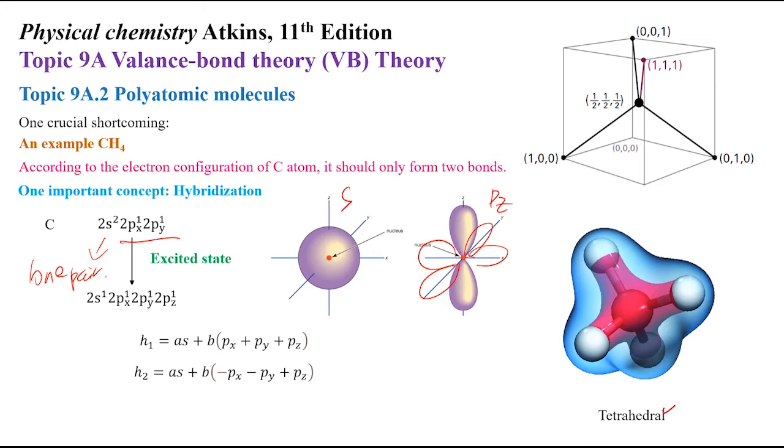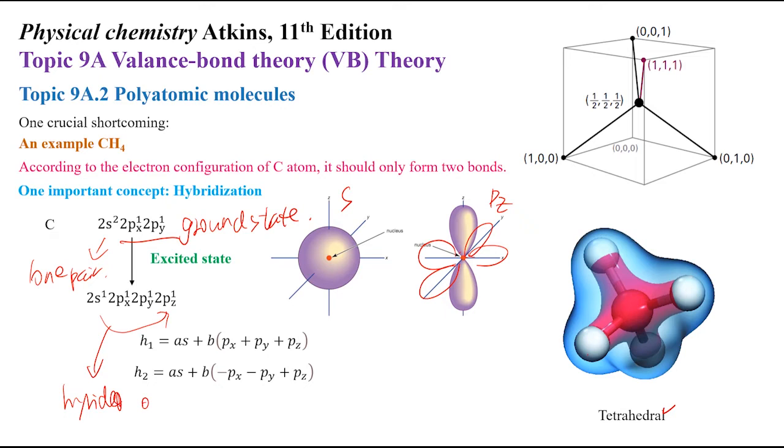This is called the ground state of the carbon atom. Now we excite the atom and get its excited state: 2s1, 2px1, 2py1, and 2pz1. One of the s electrons will jump to the pz. Now we have four single, separated, independent orbitals, and they will combine into a hybrid orbital here.